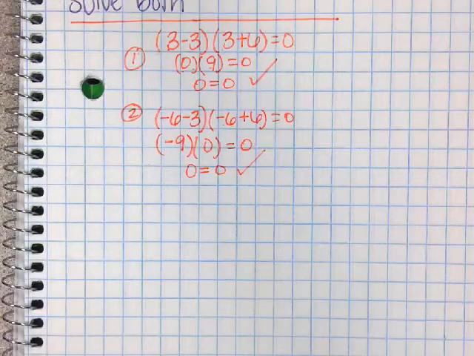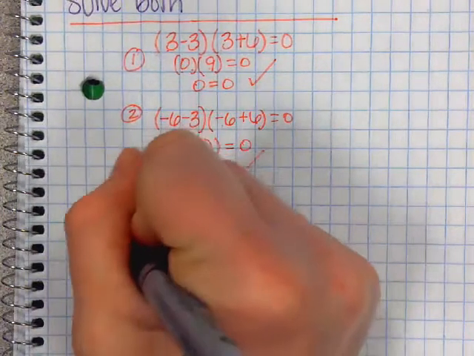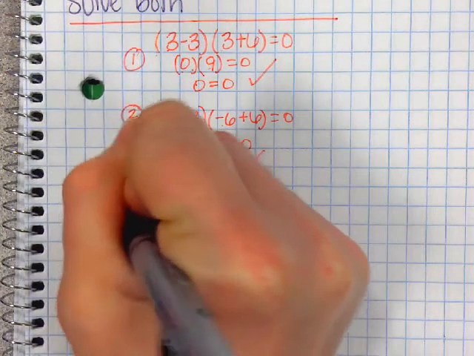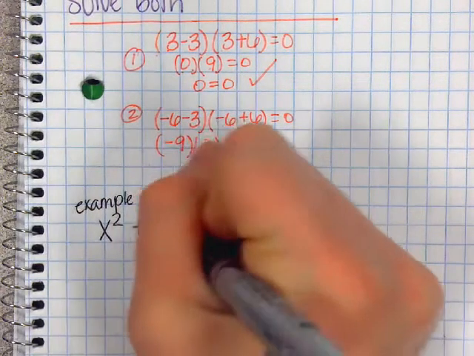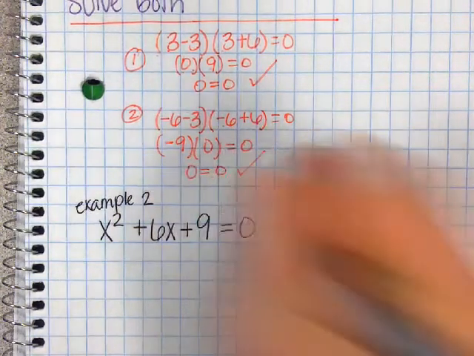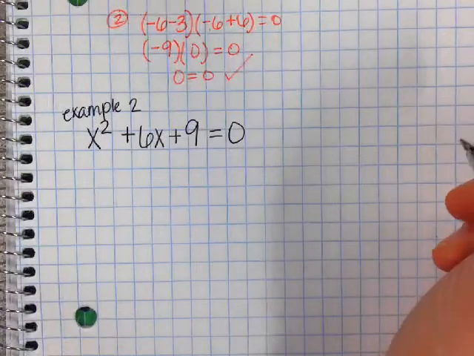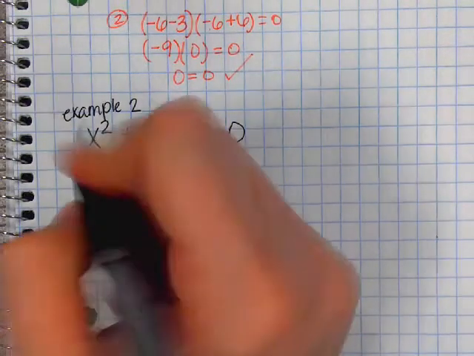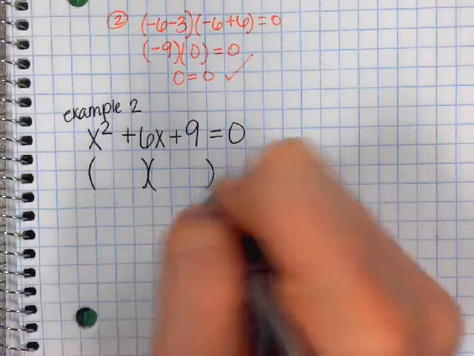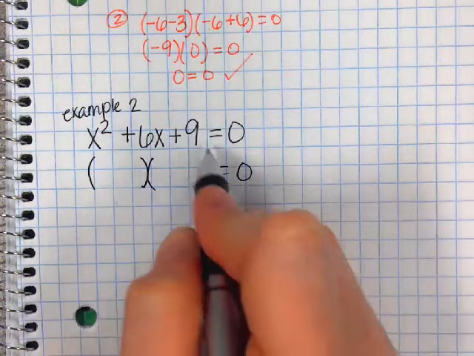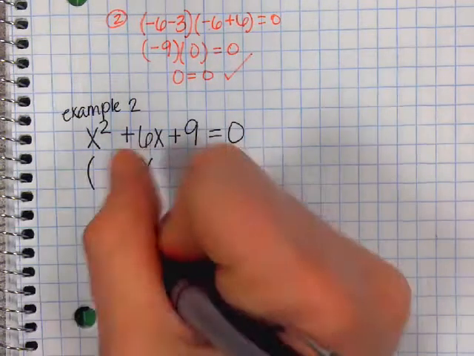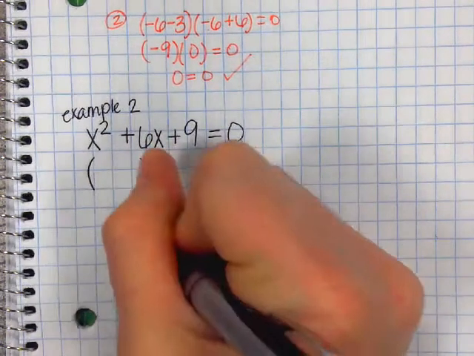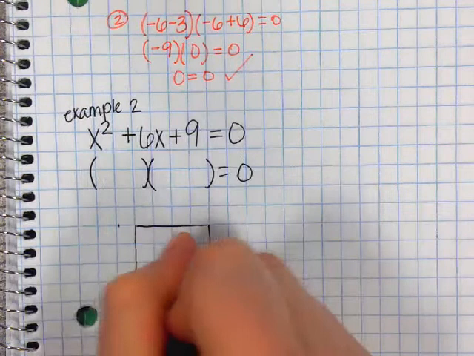Okay? Now they're not always going to be already set up in factored form. That's why we call it solving by factoring. Sometimes you're going to have something that's x squared. This is example 2. x squared plus 6x plus 9 equals 0. Now, in order to solve by factoring, you're going to have to find those two parentheses that multiply, or the two binomials that multiply to get this equation. So I'm going to use the box.